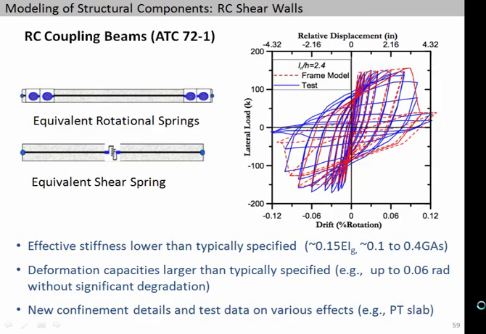Coupling beams: a few different strategies. This is showing rotation springs or shear springs. Again, there's evidence, and some folks like to do it one way, some the other way. If you calibrate it carefully to tests, you can do it either way. There are some warnings down there, and again, this is from the ATC 72 document, that the effective stiffness of these coupling beams tends to be much less than what conventional 0.5 EI might suggest to you.